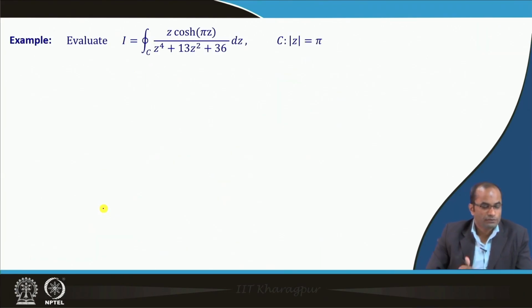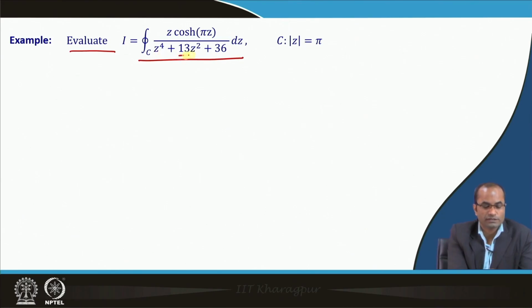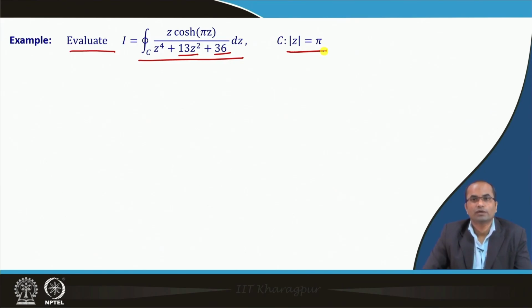Another example which we will see in this lecture now: we will evaluate this integral, where we have z^4 + 13z^2 + 36 in the denominator, and |z| = π. Again we have to look for the singular points, classify them, and accordingly get the residues and then apply the residue theorem. All these steps are to be used again.